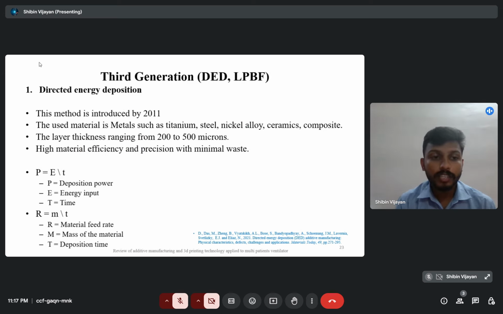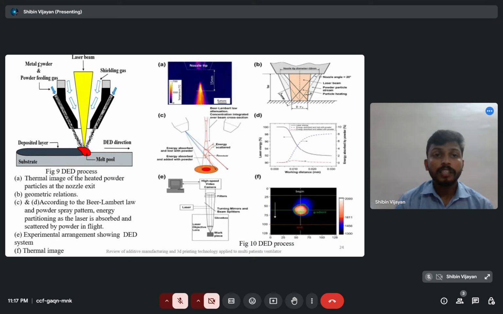The technical equation is P equals E by T, where P is the deposition power, E is the energy deposited, and T is the time. This is the pictorial representation. On the DED process, powder is added and the high laser beam is applied. Melt pool formation is here, with layer by layer adding of the powder. The laser beam melts each powder, and this layer by layer process is repeated until the product is formed.